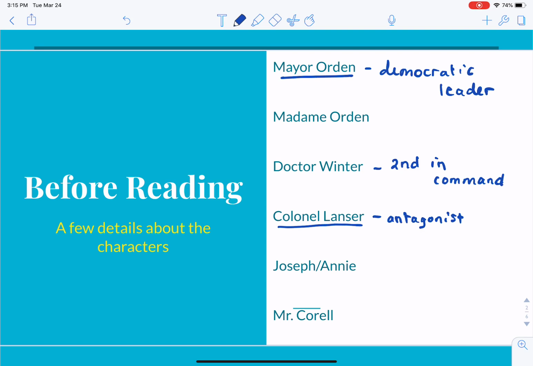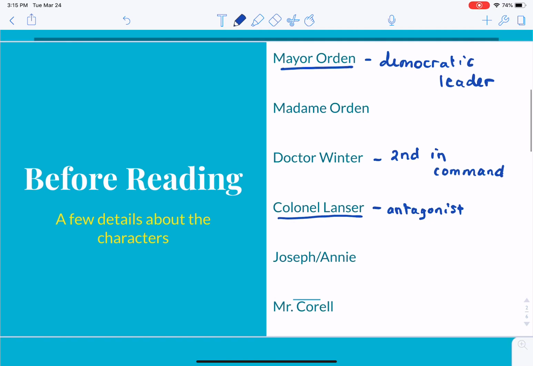Joseph is a servant in the mayor's house, as is Annie. She's the cook. And Mr. Carell, not Steve Carell, not Michael Scott from The Office. No, Mr. Carell, George Carell, is a member of the town that actually is the mole. He betrays his town by allowing the invading army in. So he actually has been helping the invading army for a while. So those are some of the characters that you're going to read about, and we'll be talking about them in more detail a little bit later.